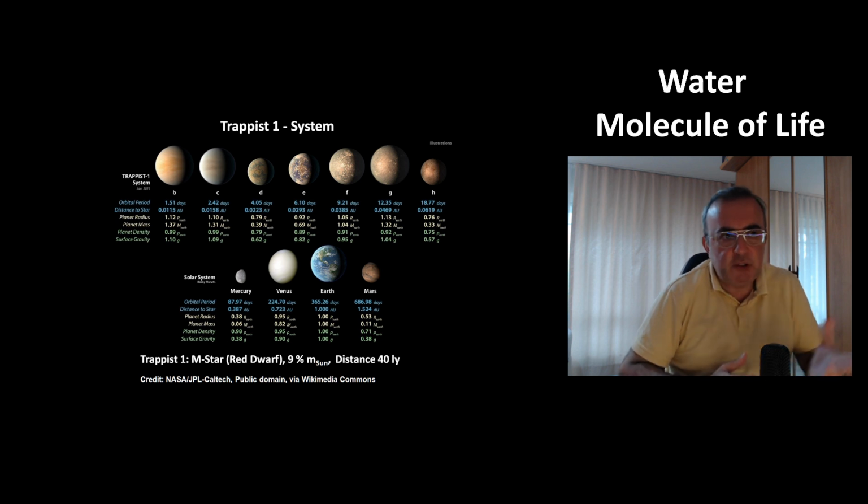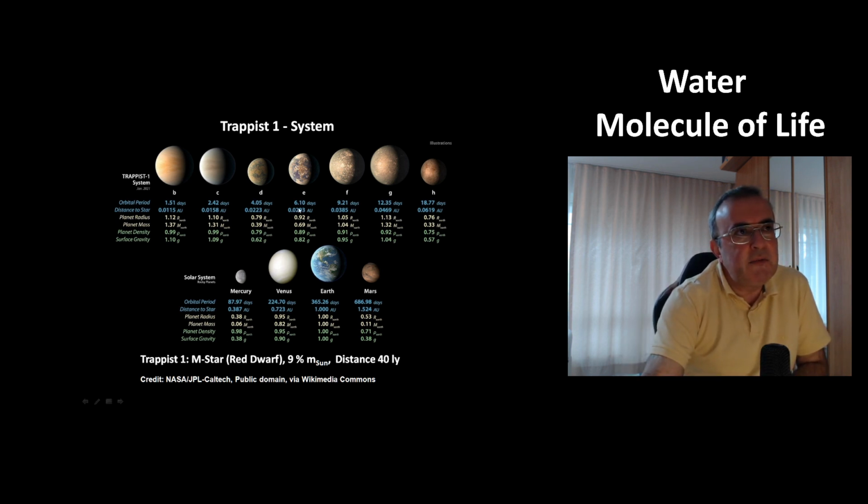The TRAPPIST-1 system is just at a distance of about 40 light years. Its star is an M star, a red dwarf. It's the tiniest star. It has just 9% of the mass of the Sun. Typical luminosity is about 1% of the Sun's luminosity. And you can see there are seven about Earth-sized planets in this system.